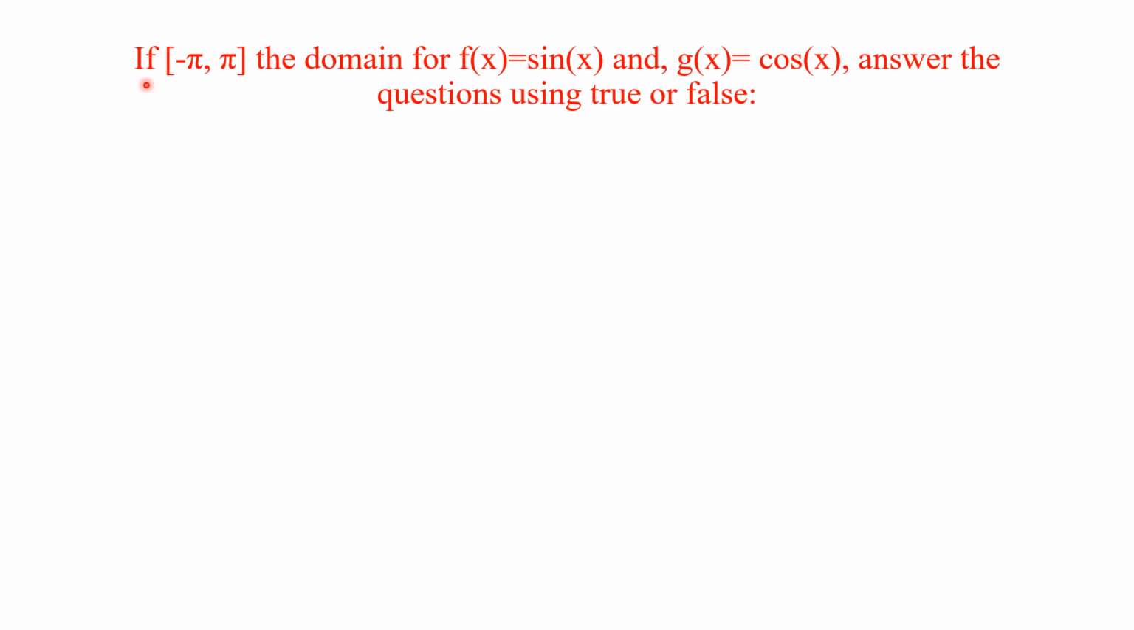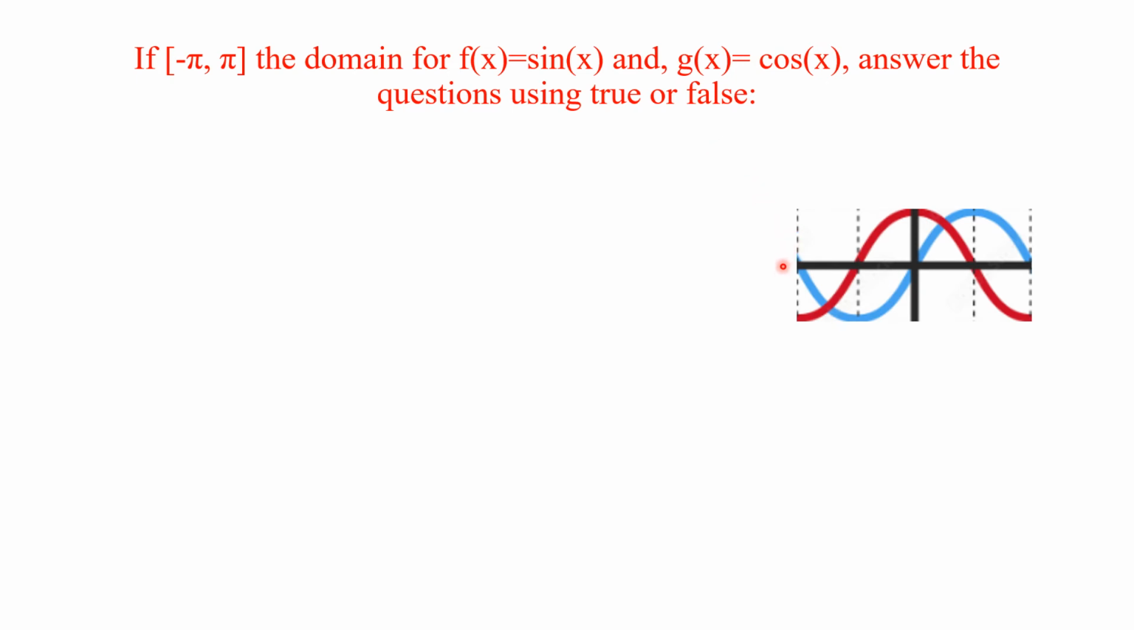So if the closed interval from -pi to pi is the domain for the function f of x equal to sine x, and also the function g of x equal to cosine x, answer the following questions using true or false. Here is pretty much the graph between -pi and +pi. In blue is the graph of sine x, and in brown is the graph of cosine x. So let's get the answers to the questions.